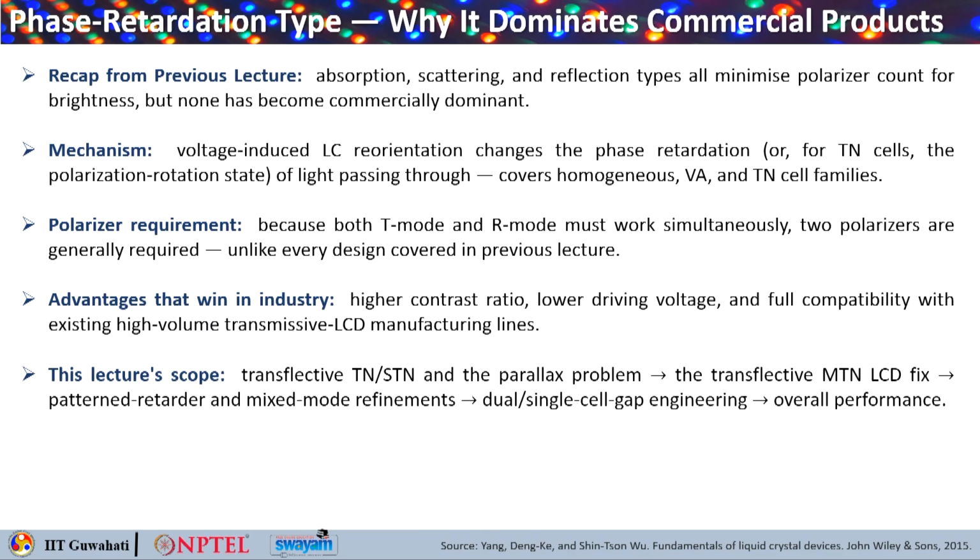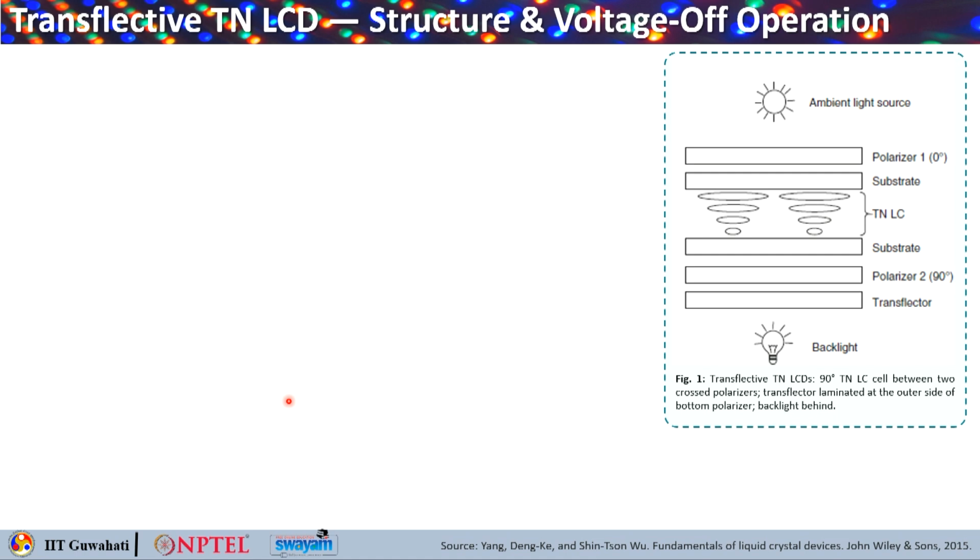Okay, so what is the scope in this lecture? Here we'll look into the transreflective twisted nematic or the super twisted nematic and the parallax problem. From there we'll talk about the mixed mode twisted nematic LCD fix for some of the problems. Then we'll talk about the patterned retarder and the mixed mode refinements. We'll compare the dual and the single cell gap engineering and also comment on the overall performance. In this particular way the student will be able to understand the full arc of these LCD designs.